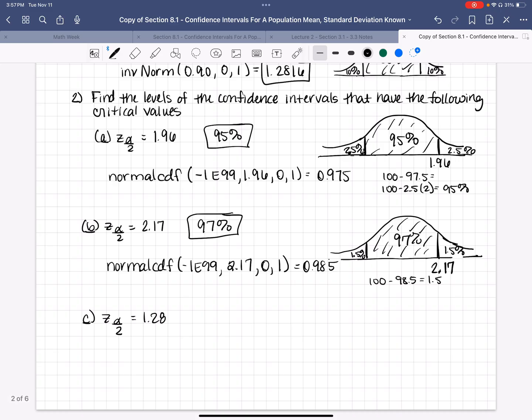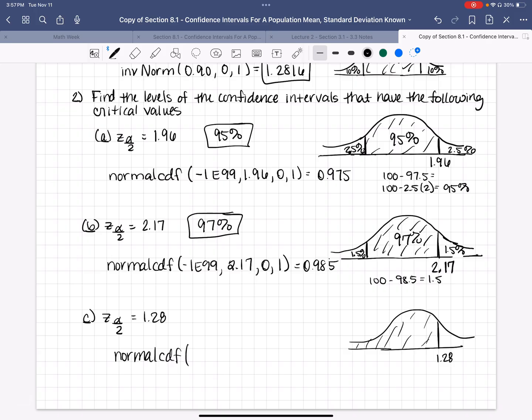Alright, then let's look at C. We have the z-score of sub alpha over 2 equals 1.28. Once again, here's what I've got. This is 1.28 right here. Okay, so let's do a normal CDF. Let's find out what all this big chunk right here is. Okay, so I've got negative 1E99 all the way up to 1.28, 0, 1.